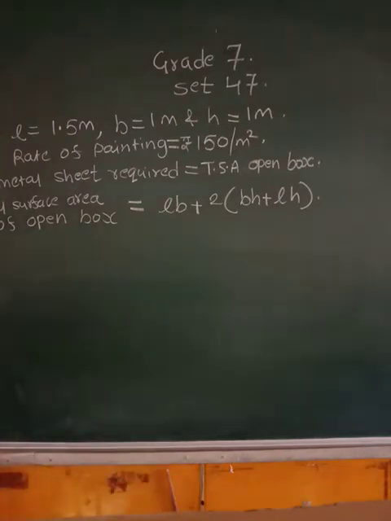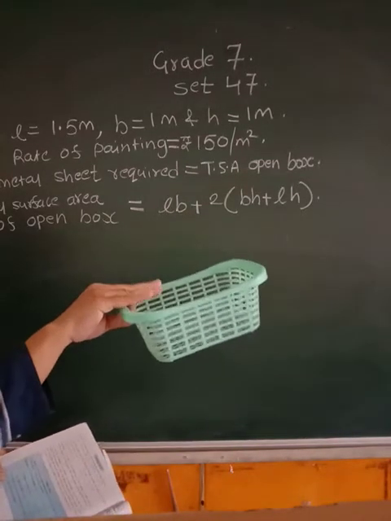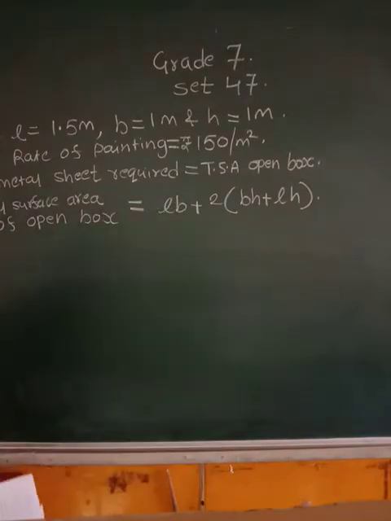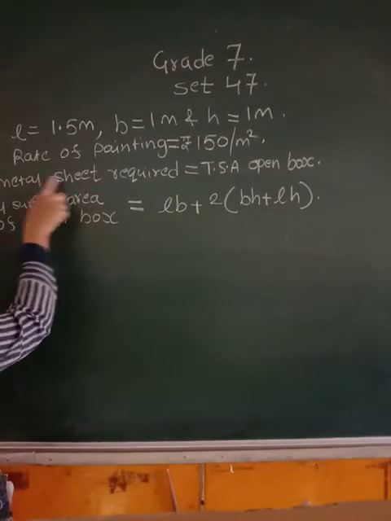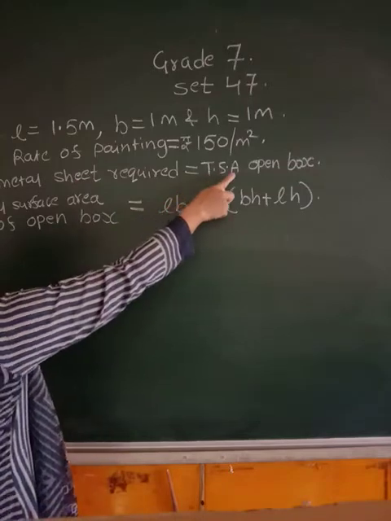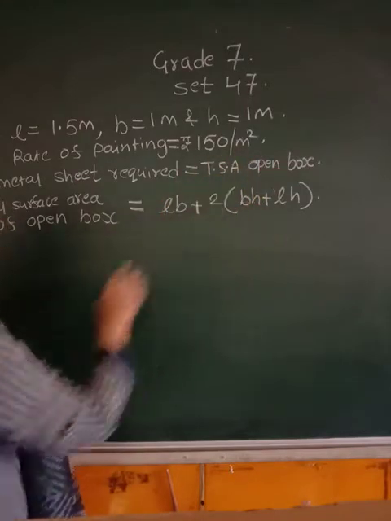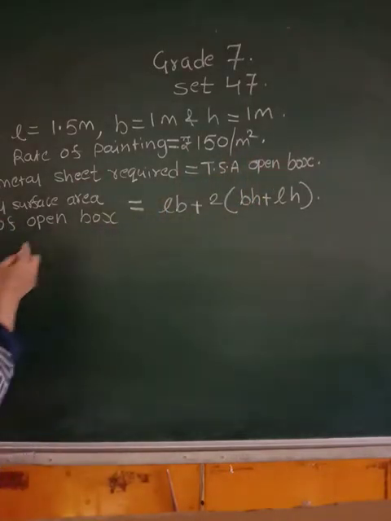Okay. So after that, what are they saying? How much sheet will be required to make this box? We want to make this box open from this side. Therefore, the metal sheet required to make this box is equal to the total surface area of the open box. So first let us find how much sheet is required.